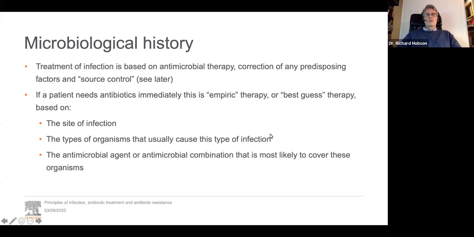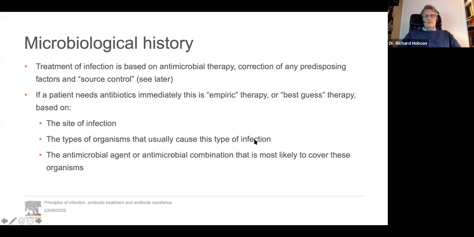So this is what I mean about these things. Why is it important to take a microbiological history when you're assessing a patient? The reason is that the treatment of infection, which I'll cover in much greater depth later, is based on a combination of things. It's based on a combination of antimicrobial therapy, the correction of any predisposing factors, if possible, and something which we generally refer to as source control, which I'll talk about in greater depth later.